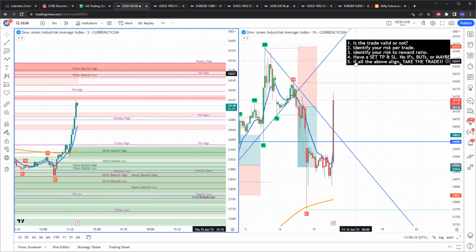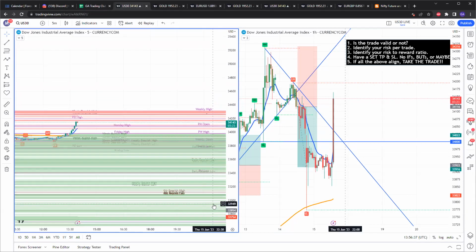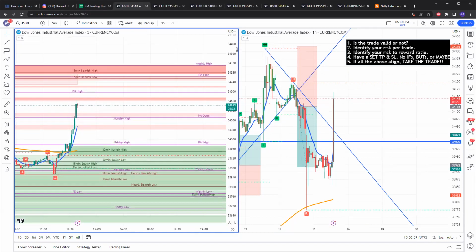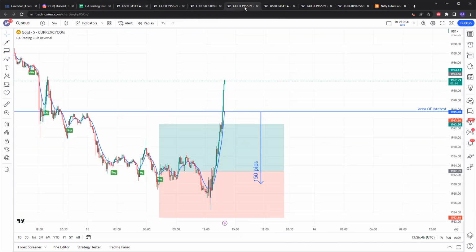Honestly, I wouldn't be looking to buy US 30 for now. This move is just very sus right now. So it's probably better to look for a reversal if we keep on pumping up. If we do keep pumping on US 30, gold is also going to have a nice reversal for a sell.